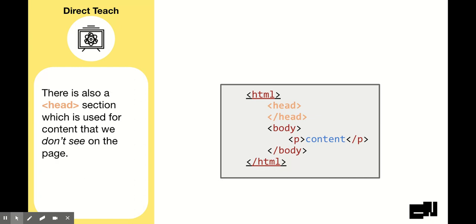There's also a head section that's used for content that we don't see on the page. Just like your head contains thoughts, but your body shows your clothes and everything, it's kind of the same way. The head section contains more of the invisible content, but it could include titles, it could include libraries, etc. You'll learn more about this as we go on. But the head section is above the body section.